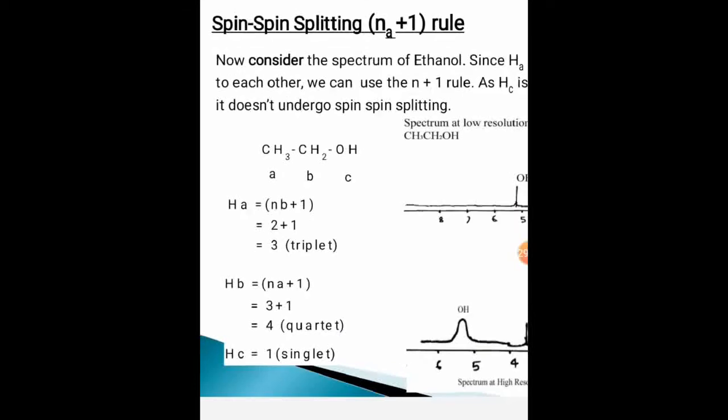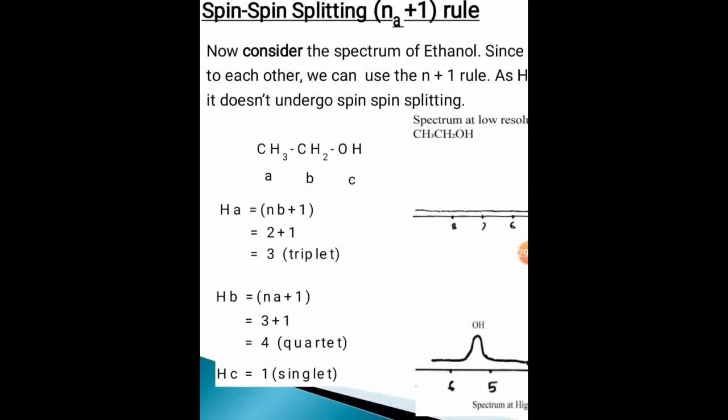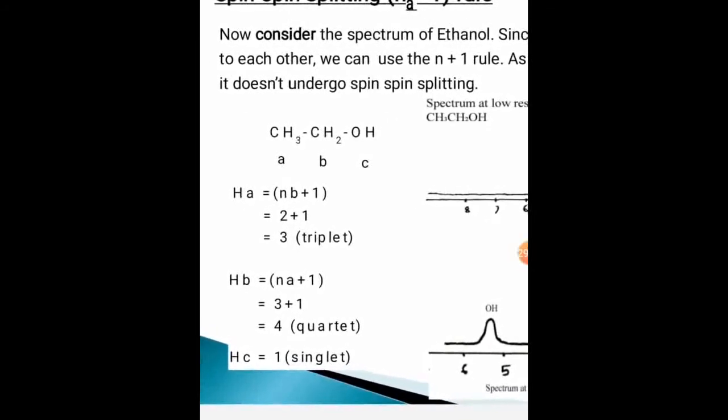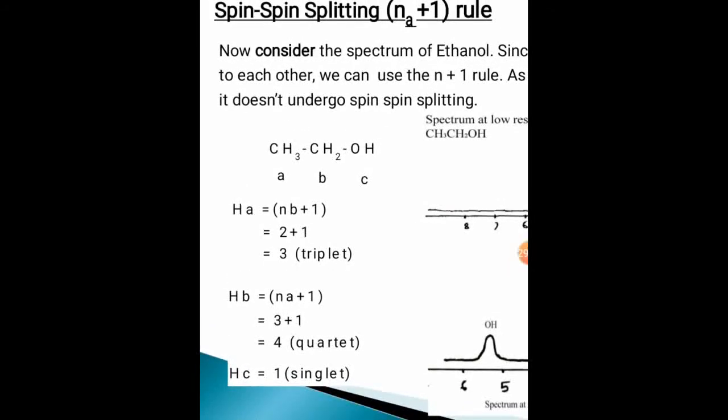Then the HC proton. Remember one thing: when a proton is linked to a heteroatom, it does not undergo spin-spin splitting with the neighboring set of protons. So the OH, or the C set of protons, gives a singlet, as the proton is attached to the heteroatom, the oxygen atom.